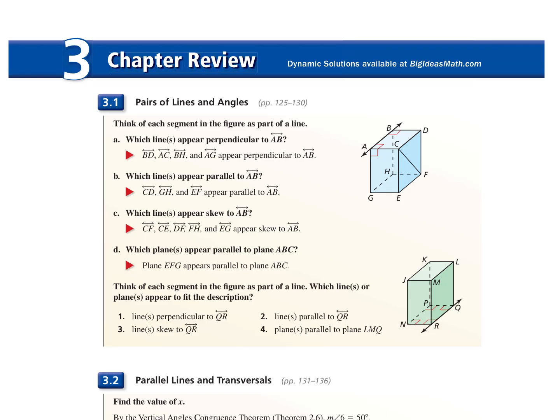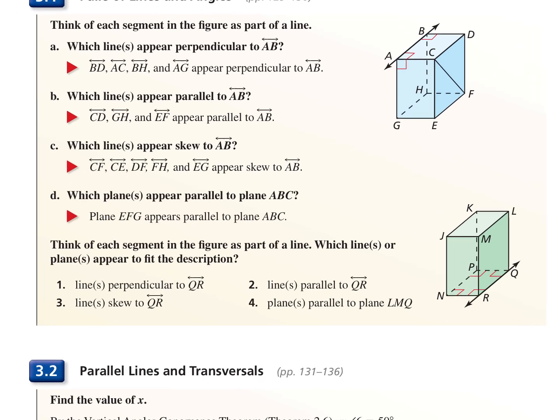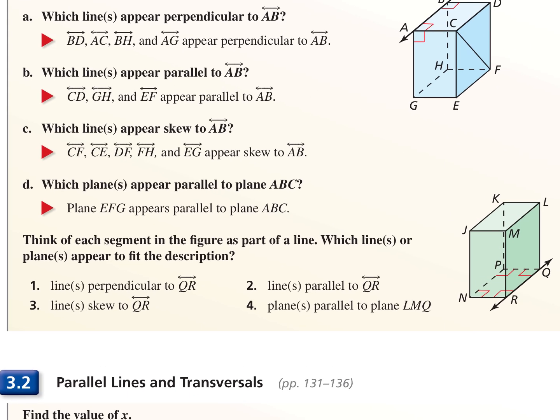All right, this is your chapter 3 review for your test tomorrow, October 3rd, on Thursday, so please study it. 3-1, pairs of lines and angles. So the questions were at the bottom. I'm going to go ahead and write them on here with whatever space that I have to write on here.